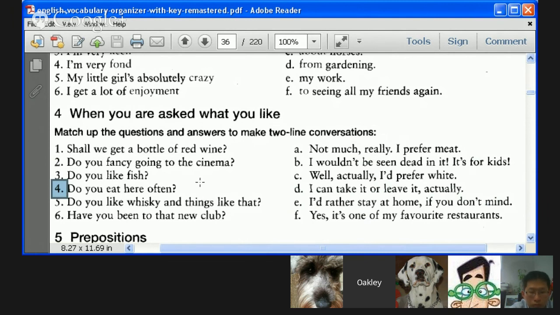Vienna, number four. Do you eat here often? Yes, it's one of my favorite restaurants. Okay. Vienna, do you have a favorite restaurant you like to go to? I like to go to Quiznos. To what? Quiznos. I don't know. All right. I'll take your word for it. It's American. It sells sandwiches? Salad? Oh, I don't know. Subway? Yes, Subway. Oh, yeah. Sorry. It's okay. It's all right.